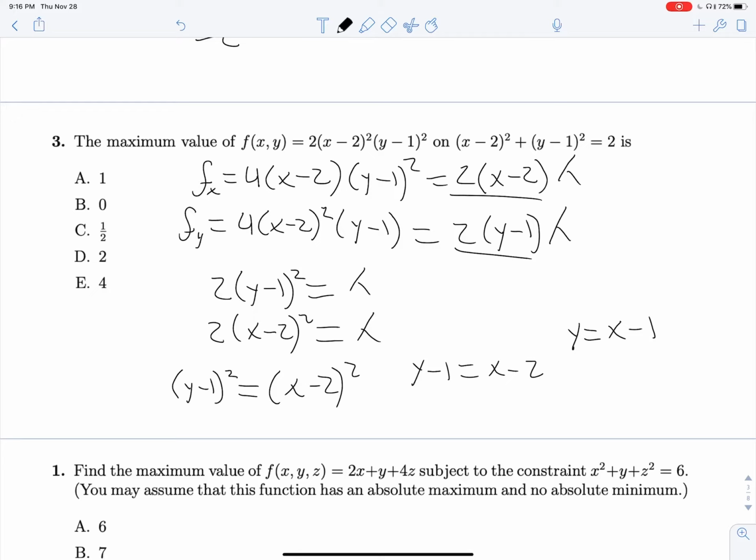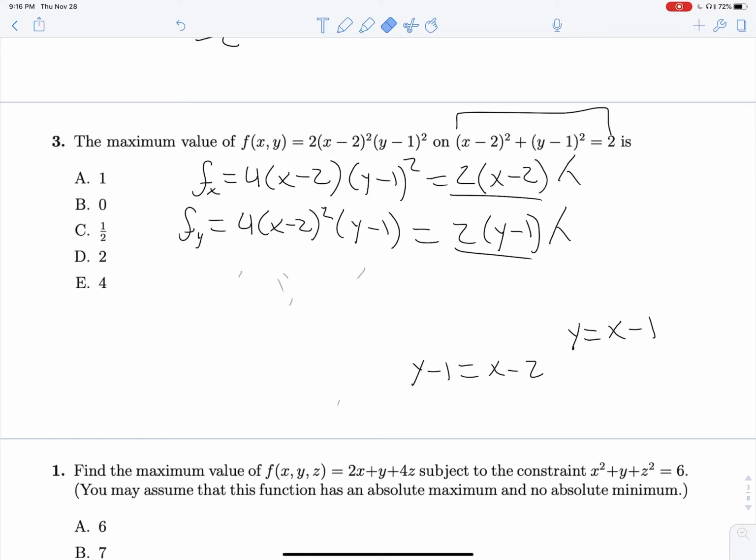And we can use this. We can plug it back into our constraint function up here. I'm going to get some extra room. So we'll see that x minus 2 squared plus, well, this y is getting replaced with an x minus 1, so x minus 2 squared is equal to 2. And we can combine this up here to 2 times quantity x minus 2 squared. We can divide that 2 out, get it equal to 1.